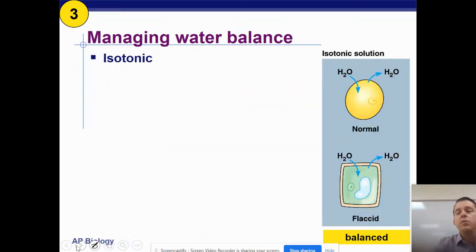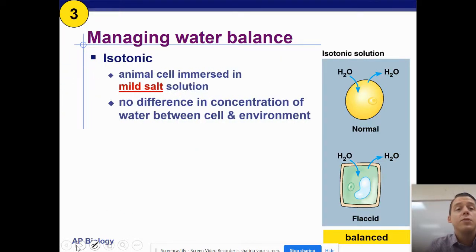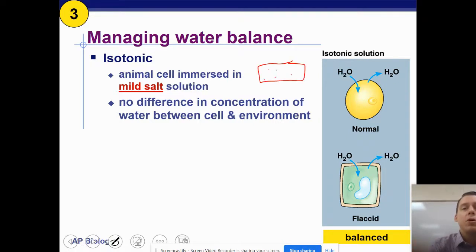And then there's an isotonic solution, and an isotonic solution means equal. So this is when cells are immersed in a mild salt solution. Here we have a cell with a little bit of salt in it, and about the same amount outside. No difference in the concentration of water between the cell and the environment. So the problem here is none, especially if you're an animal cell. This is the type of solution you prefer to be in, right?